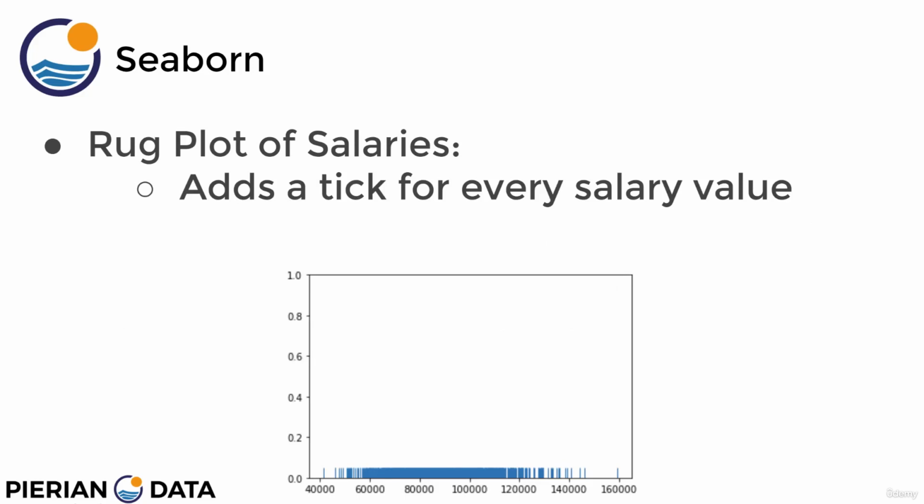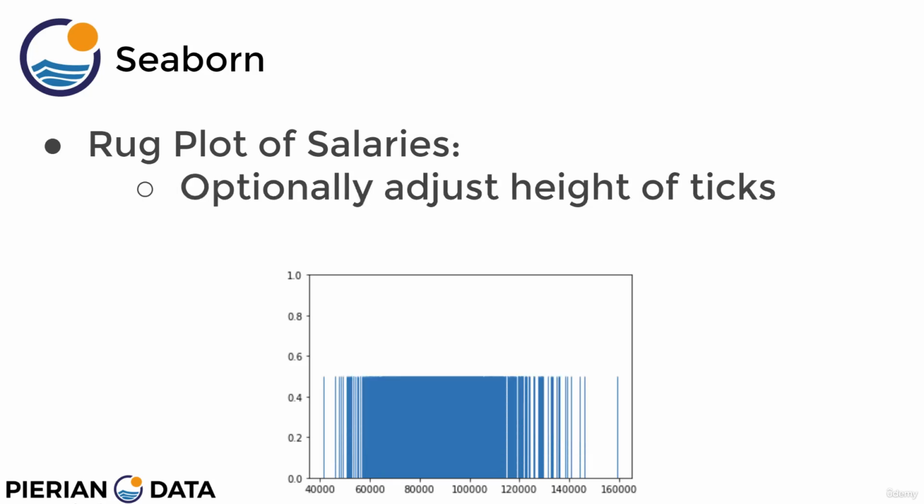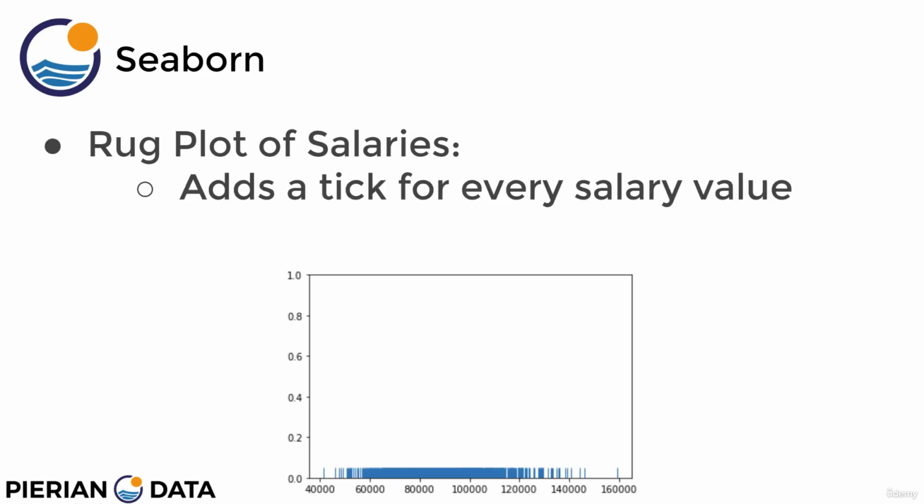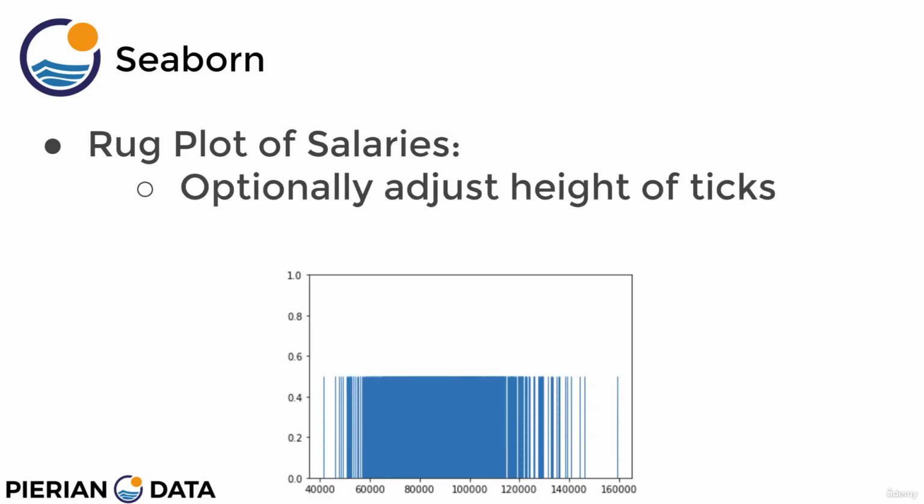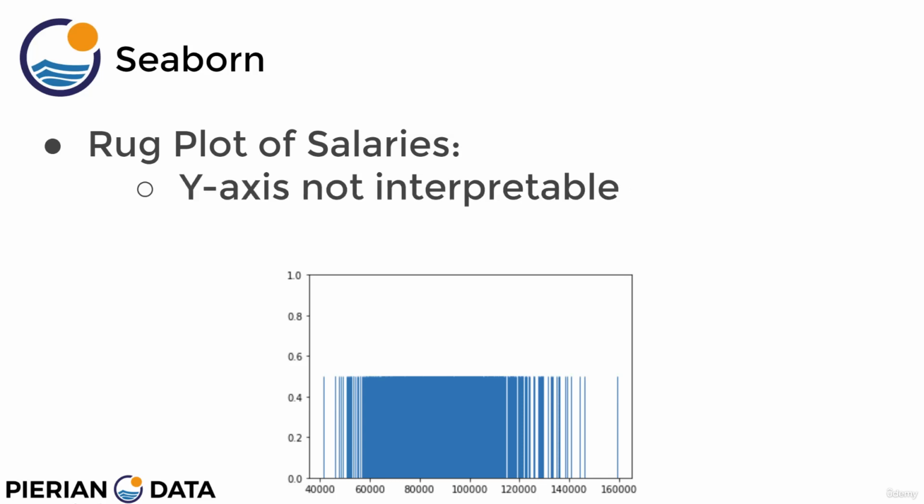So here we can see the RUG plot of all the salaries, and all this is doing is, at the very bottom, it adds a single blue line tick for every salary value. In this case, the y-axis is kind of just meaningless. Optionally, you can adjust the height of the ticks to whatever height you want. But again, it's essentially just one tick per data point along an X salary range. Right now, this y-axis is not indicative of anything. And this is the RUG plot, the simplest way to show a distribution.